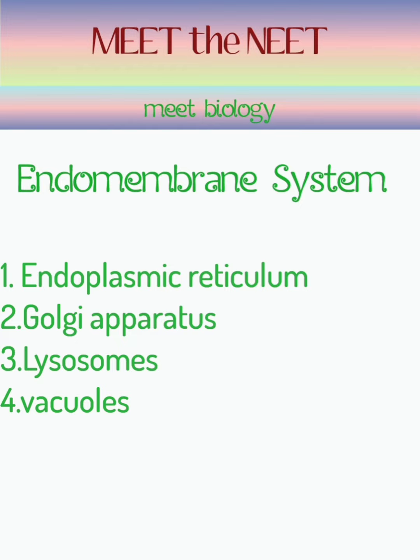And the last one is vacuole. It is a membrane-bound space found in the cytoplasm. It contains water, sap, excretory product, and other materials not useful for the cell, bounded by a single membrane called tonoplast. So vacuoles are the waste management system of a cell.